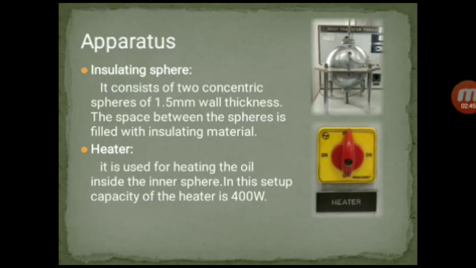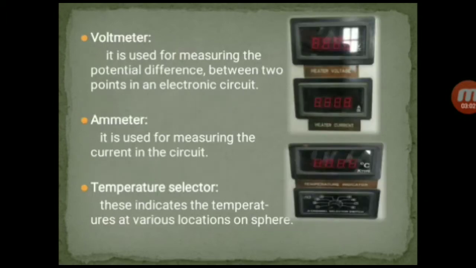Coming to the heater, it is used for heating the oil inside the inner sphere. In this setup, the capacity of the heater is 400 watts. The heater switch is used for on and off. The voltmeter is used for measuring the potential difference between two points in the electrical circuit. The ammeter is used for measuring the current in the circuit. The voltage and the current are used for determining the power in the calculations.